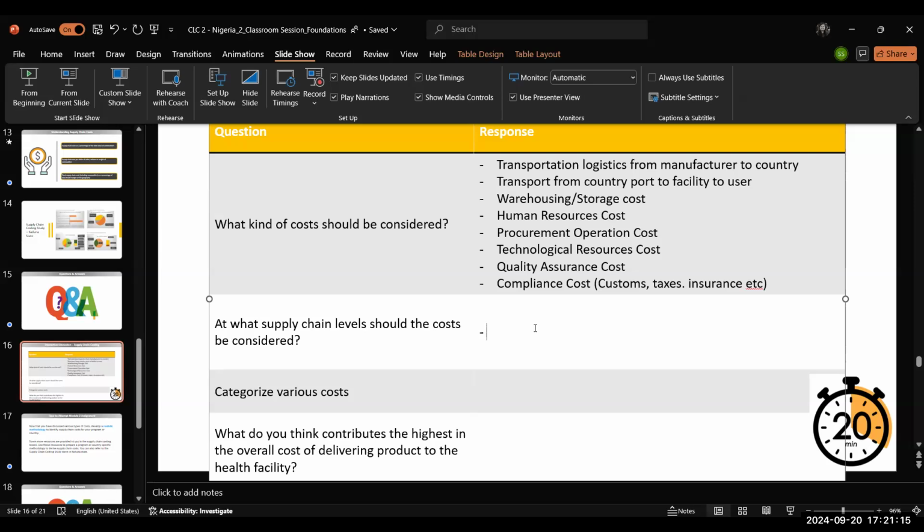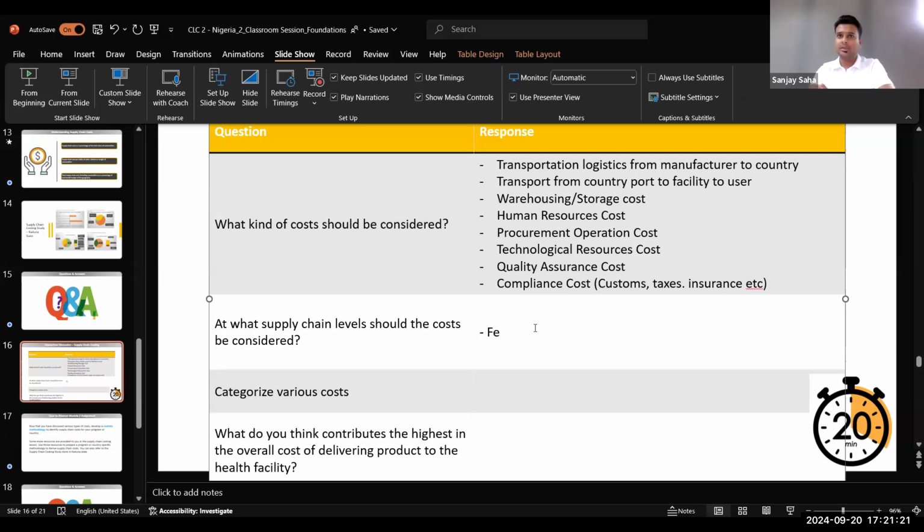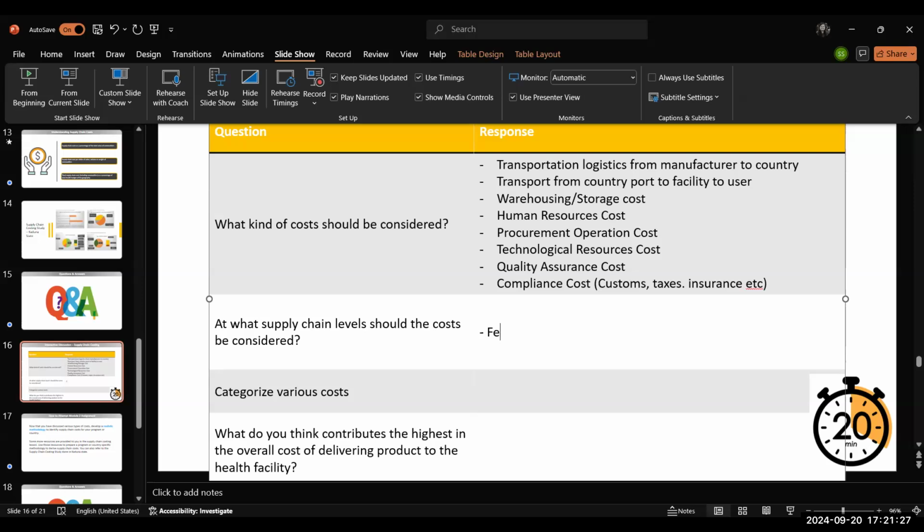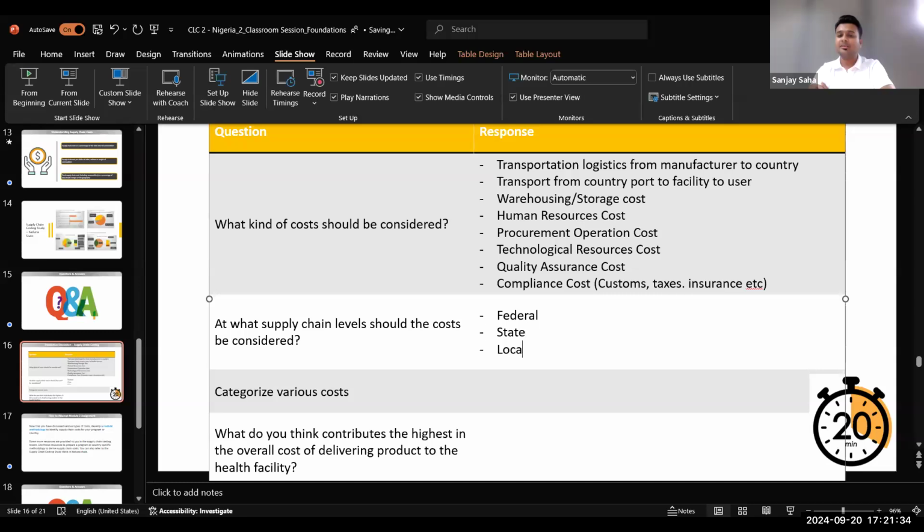Yes. All right. So there are three levels: the federal, state, and local government levels. Is there anything between state and LGA? Yes, federal, state, and local government. What I'm asking is, is there anything between state and local government, or is it just state and local government?